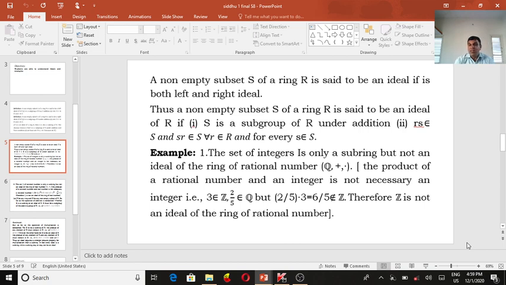So the product of a rational number and an integer is not necessarily an integer. You take an example: 3 belongs to Z, 2/5 belongs to Q, but 2/5 times 3, which is 6/5, does not belong to Z. Therefore, Z is not an ideal of the ring of rational numbers.